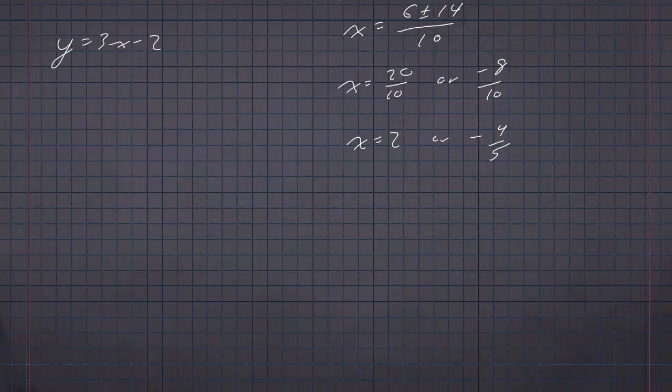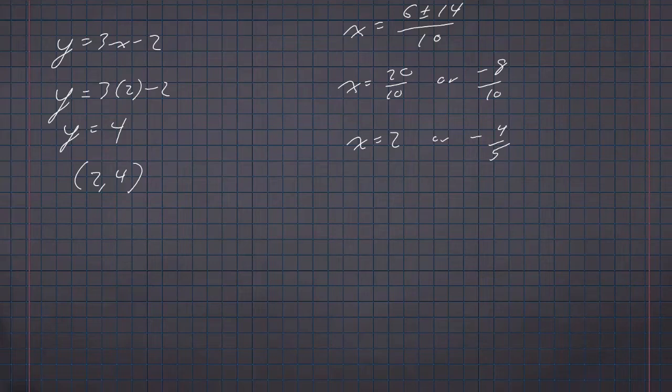I can plug in x equals 2. Three times 2 is 6. 6 minus 2 is 4. So the point (2, 4) is a solution to this system of equations.